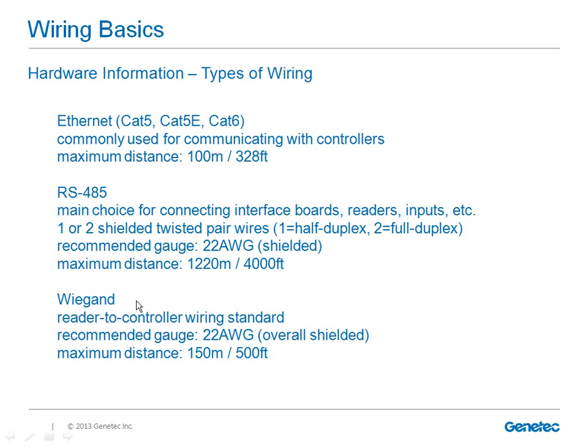Wiegand wiring is used to connect readers to controllers or interface panels. It is non-addressable, and data only flows from the reader to the controller. This can be used for access control devices, such as standard readers, keypads, and biometric devices, and has a maximum distance of 500 feet.